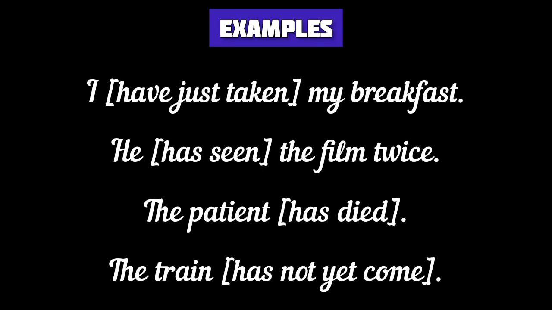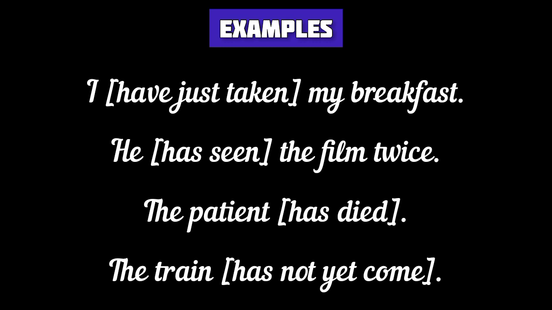Now see some examples of present perfect tense on your screen. I have just taken my breakfast. In this sentence, have and the third form of take, taken, is in present perfect tense. He has seen the film twice. Has and the third form of see is in present perfect tense. The patient has died. Here too, has and the past participle of die makes the present perfect tense.